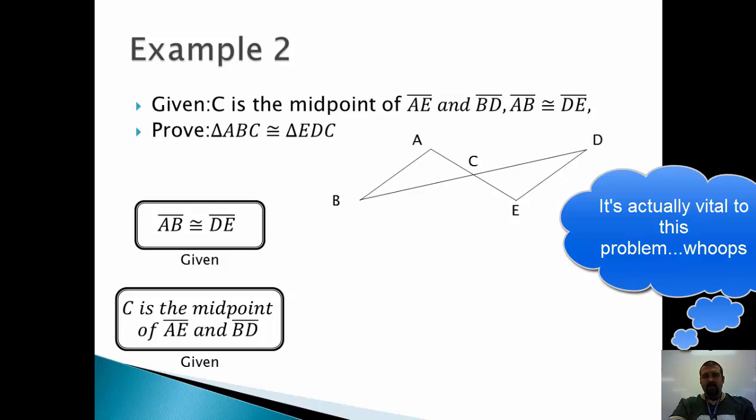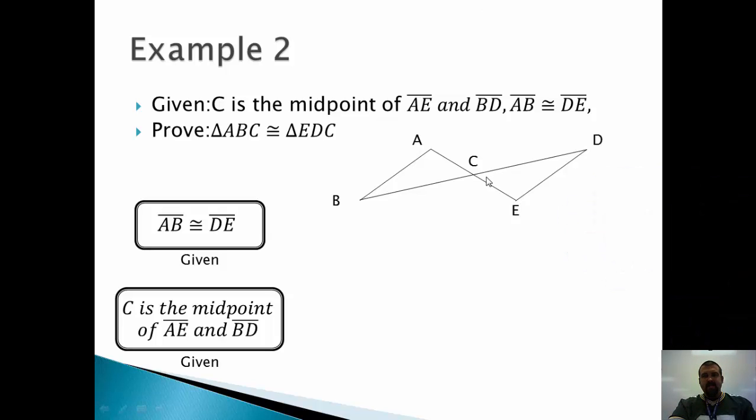Now, I might know something about vertical angles here, like angle DCE and angle ACB. However, if I'm trying to do the side-side-side congruence postulate, I'm going to want to get the sides to be congruent. So if I could somehow show that segment AC and segment CE, again in this congruence statement, they're the last and the first letter, so those two have to be congruent. If I could somehow say those two are congruent, that would sure help. Same thing with segment BC and segment CD. If I could somehow say they're congruent, awesome.